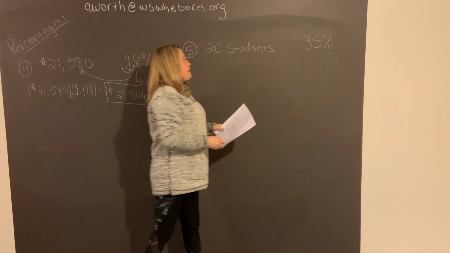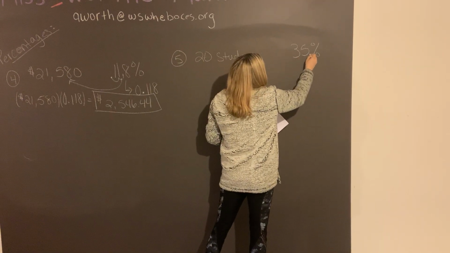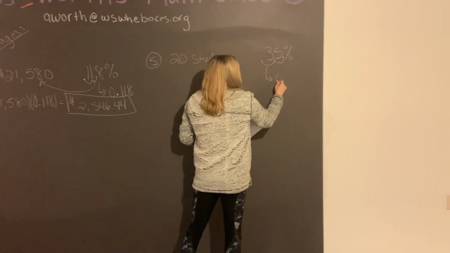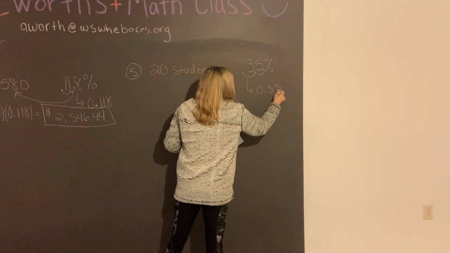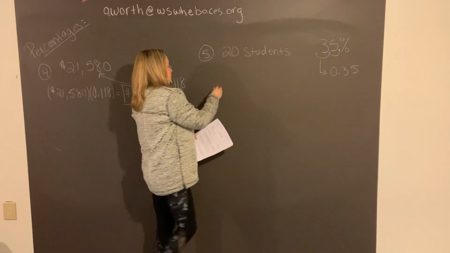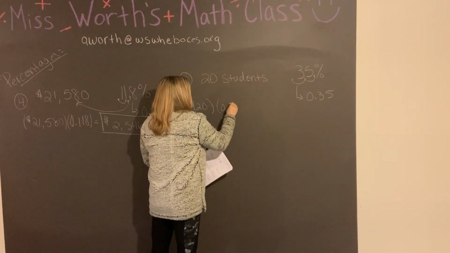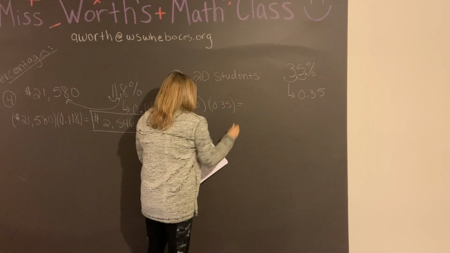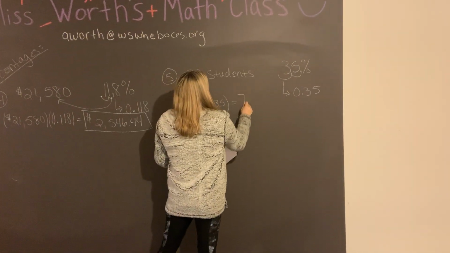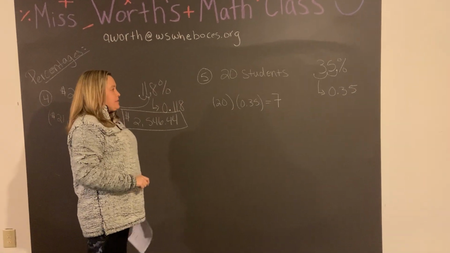Okay? So again, in order to figure out a percent of a number, I take this percent and I change it to a decimal. To the left, to the left. When I change that to a decimal, I got 0.35. Now that I changed it to a decimal, I can multiply. So I have my 20 students times my 0.35. And when I multiply that, I get a whole 7.